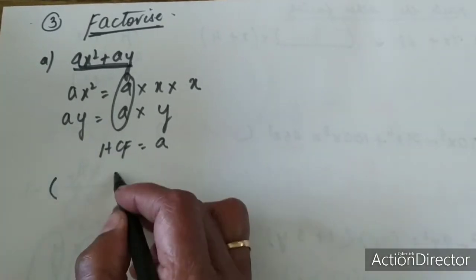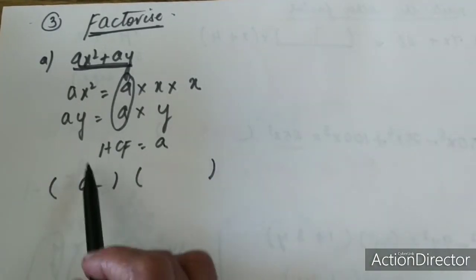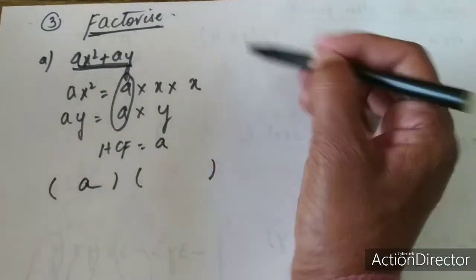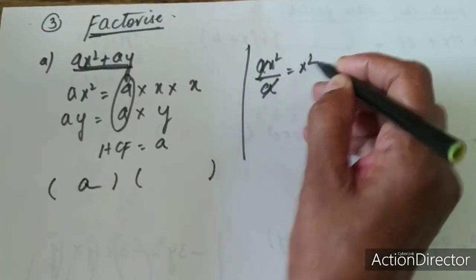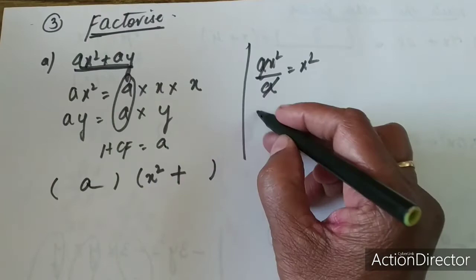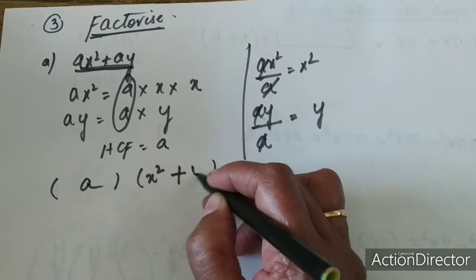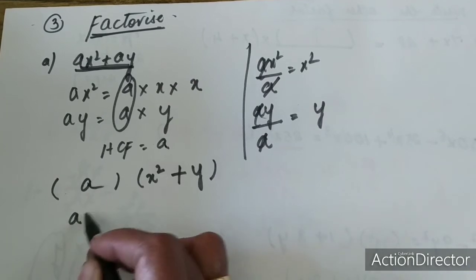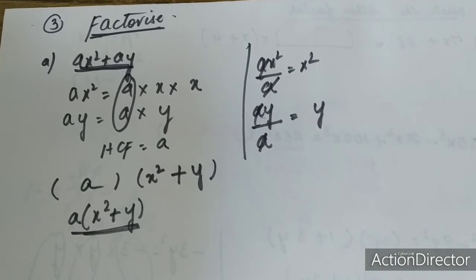So my answer will be first bracket into second bracket. The first bracket is always the HCF. The second bracket is each term divided by the HCF. Ax square divided by a, you can do it in the rough column, gives me x square. So here I will write x square. The next term is plus, I will write plus. Next term is ay. Ay divided by a will give me y. So my answer is a into x square plus y. Since there is only one term, I can remove the bracket: a into x square plus y.